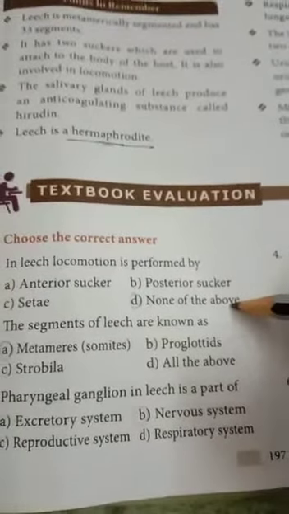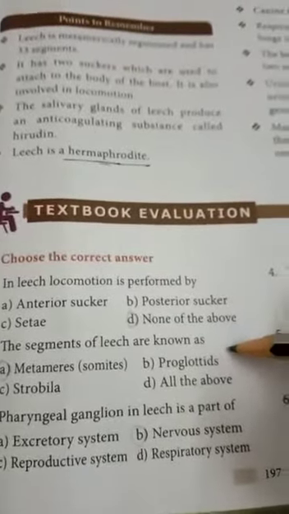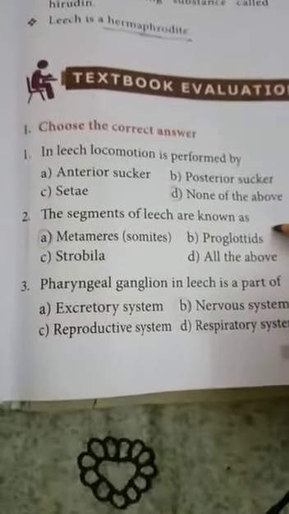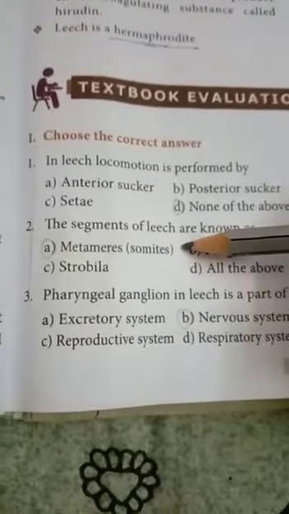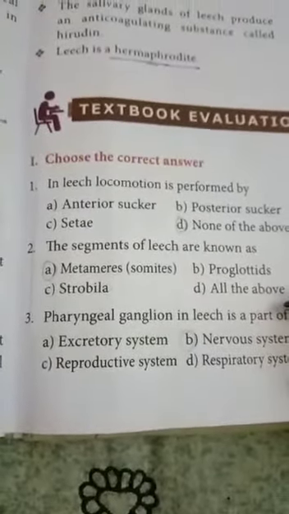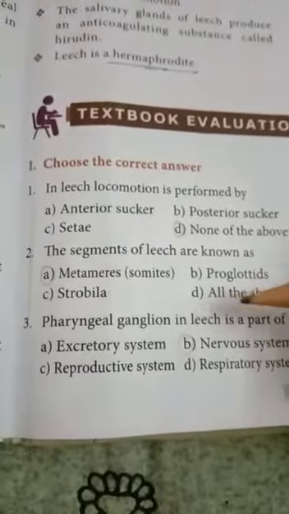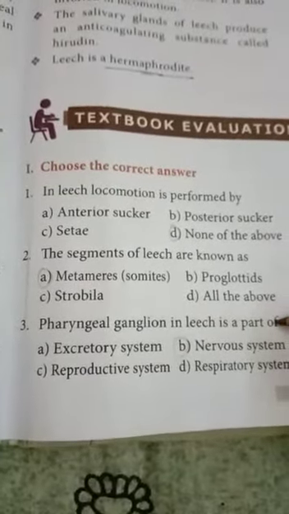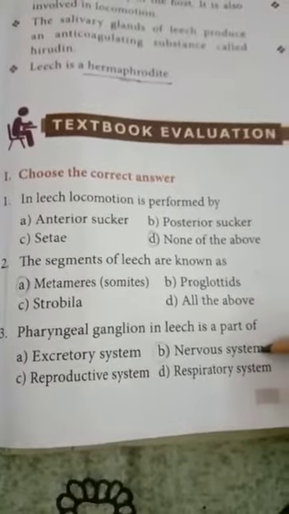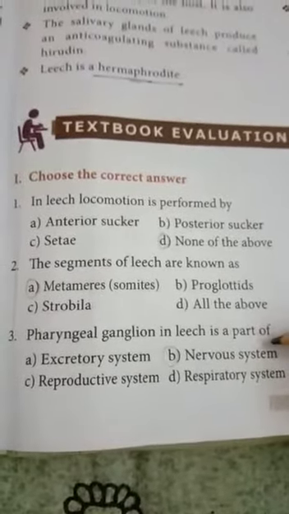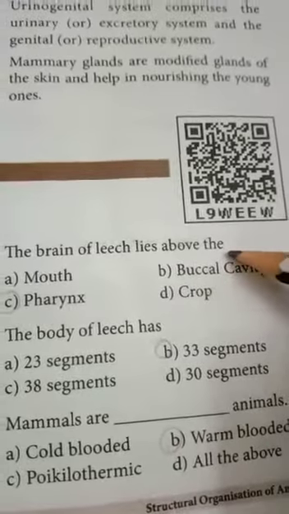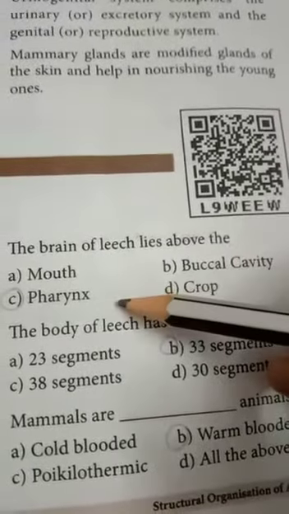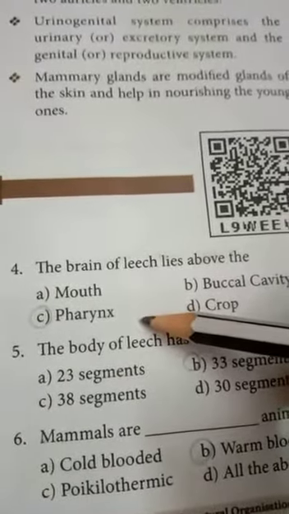Okay, then the segments of leech are known as metameres, that is also known as somites. Okay, the pharyngeal ganglion in leech is a part of the nervous system. Pharyngeal ganglion is present in the nervous system, you know that. Yes. Then the fourth one, the brain of leech lies above the pharynx.